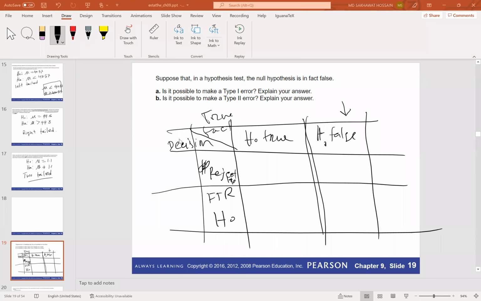Okay, so there is no chance to make any type 1 error, right? Because the true fact is null is false. So our decision could be reject null. If null is false and we reject null, that means it will be a correct decision. And if null is false and we fail to reject null, that means this is type 2 error. So in this case, we can make type 2 error, but we cannot make any type 1 error here because the null is false.